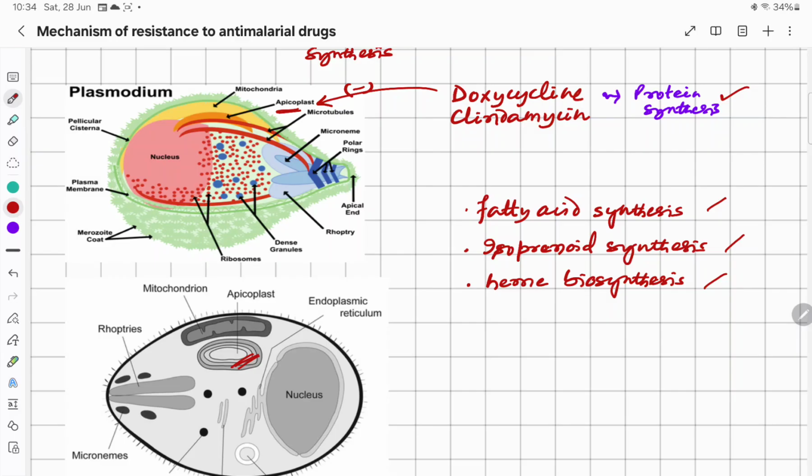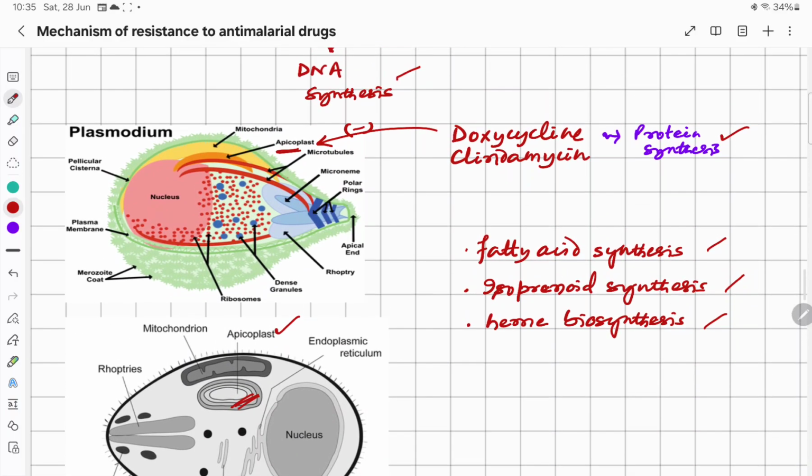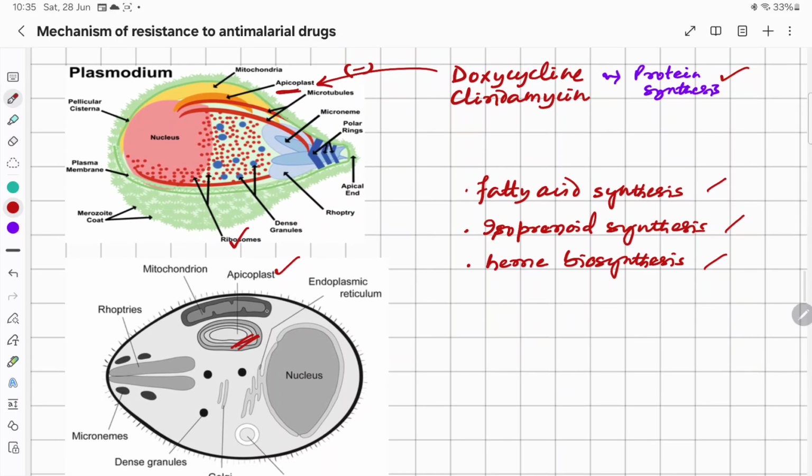So the antibiotics like doxycycline, clindamycin, they inhibit the protein synthesis by binding to the ribosomes present in the apicoplast. So the malarial parasite has its own ribosomes, and besides that it has a single mitochondrion where the electron transport chain has its function, and there is the apicoplast, which also has its own ribosomes.